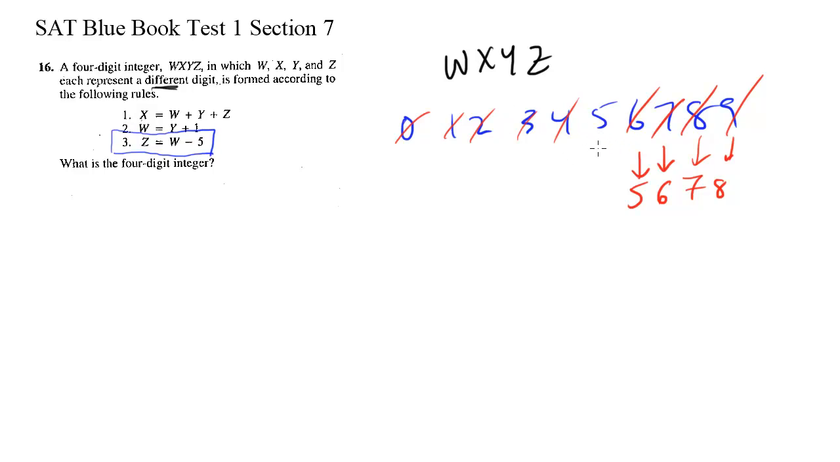So if w were 5, then y would have to be 4. And notice as well, if w were 5, then by this equation, z would have to be 0, which means x would be 5 plus 4 plus 0, which is 9. And there we go. So our number would be, w would be 5, x would be 9, y would be 4, and z would be 0. So that would be our final answer.